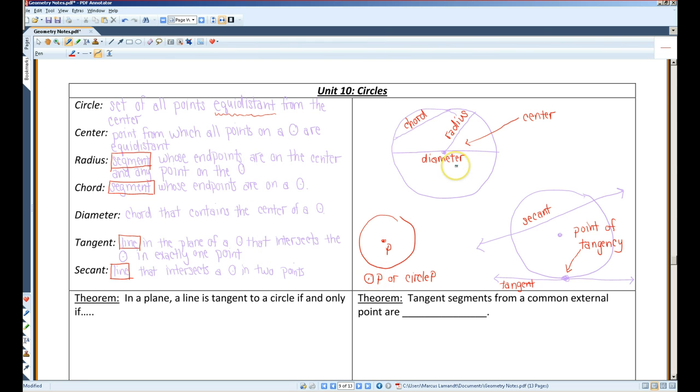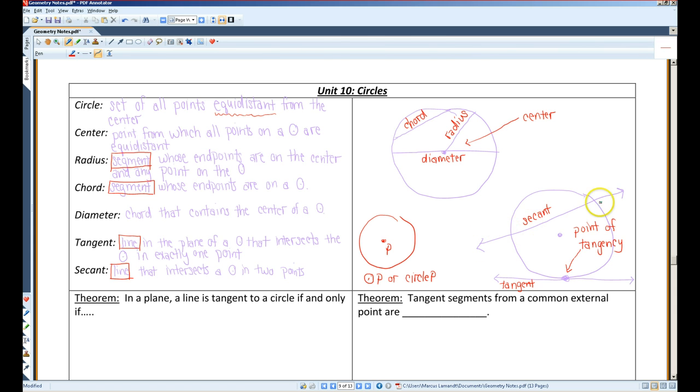A segment whose endpoints are the center and any point on the circle is called a radius. A chord is a segment whose endpoints are on the circle. So any segment that starts and ends on the circle, that's a chord. And a diameter is a special kind of chord that contains the center of the circle, goes through the center.